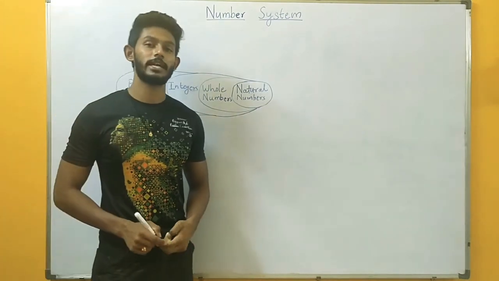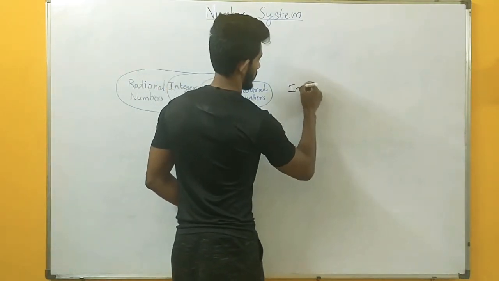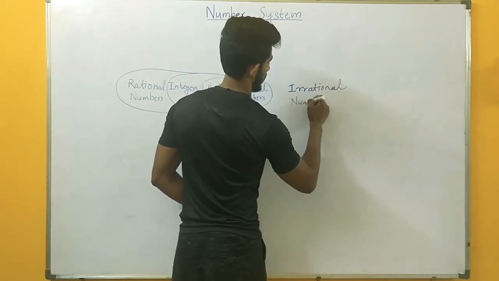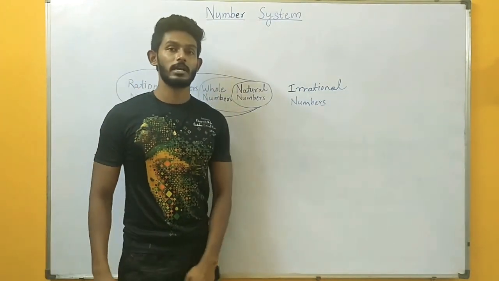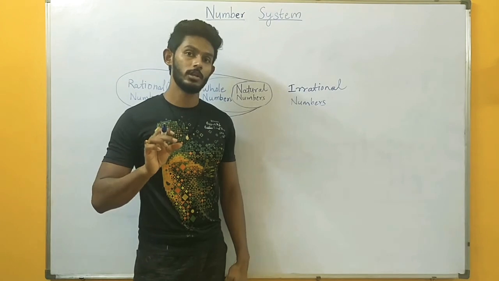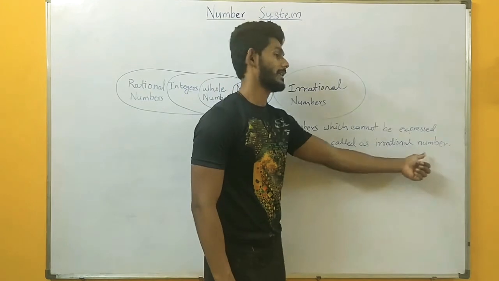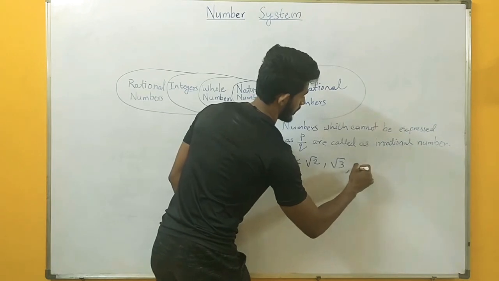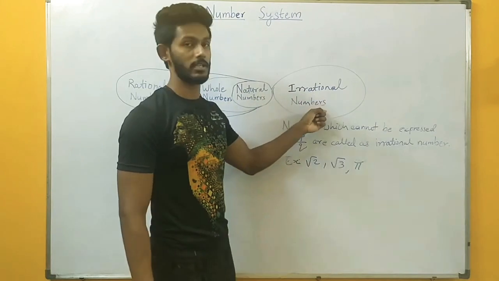Now there is one more set of numbers, that is irrational numbers. So basically irrational numbers are the numbers which cannot be represented in the form of p upon q. Numbers which cannot be expressed as p upon q are called irrational numbers. Examples are root 2, root 3, then pi. So these are the examples of irrational numbers.